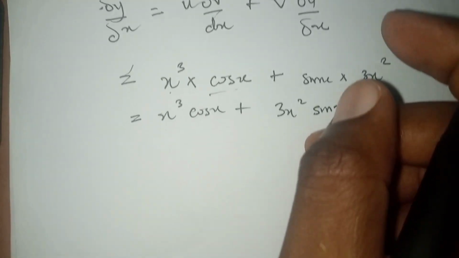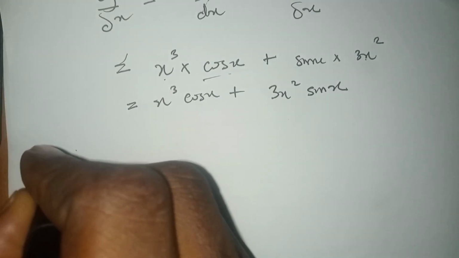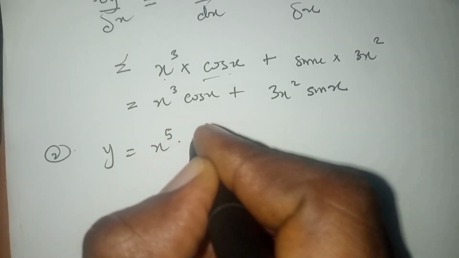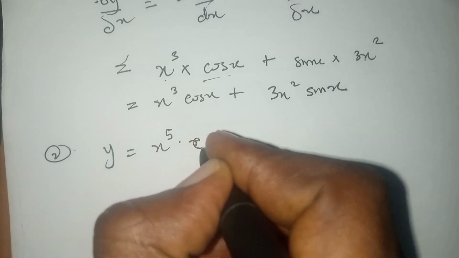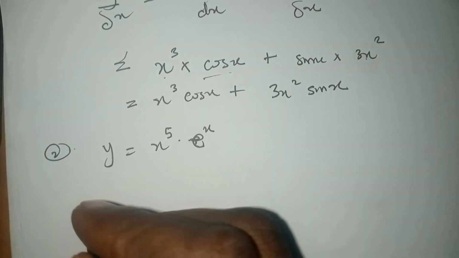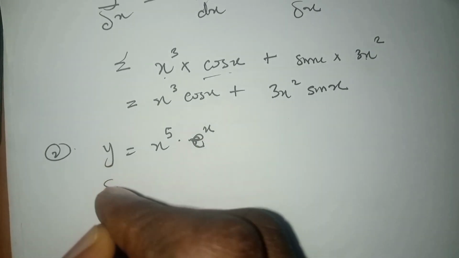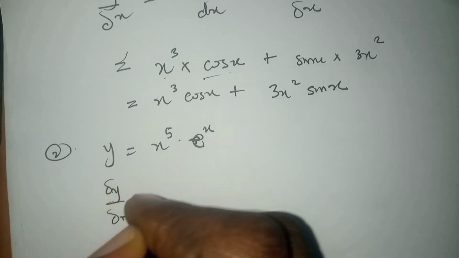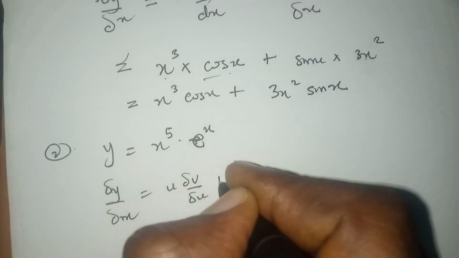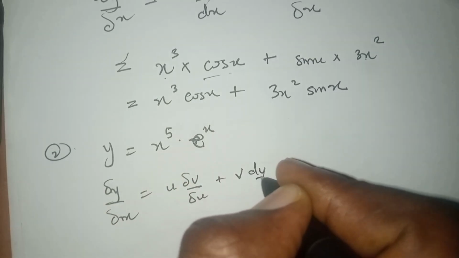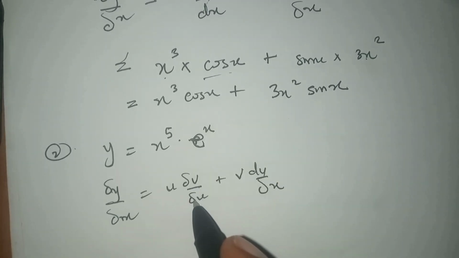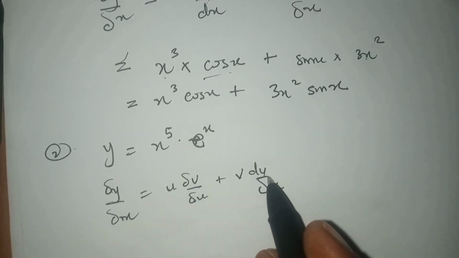All right, let's look at another example here. Example 2: y equals x to the power 5 dot e raised to power x. The first thing, write the formula for product of function. So dy/dx is u dv/dx plus v du/dx. Just try and alternate. When you have u, you know that it will be dv/dx, and when you have v, it will be du/dx.